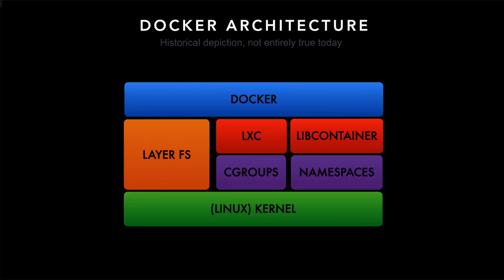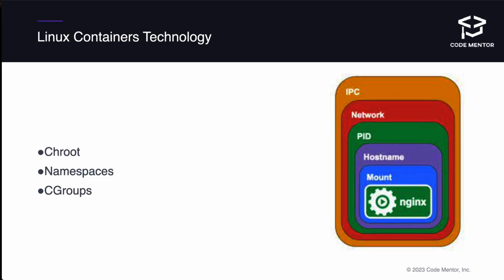This is a historical diagram. It's not exactly true today, but when Docker first came out, it sat on top of LXC and libcontainer. But look at the underlying technologies. CGroups and namespaces have been depicted as part of the architecture from the start, and that portion is true today. So when we look at the underlying Linux container technologies, the things that we're going to illustrate and dive deep on today are CGroups, namespaces, and CGroups.